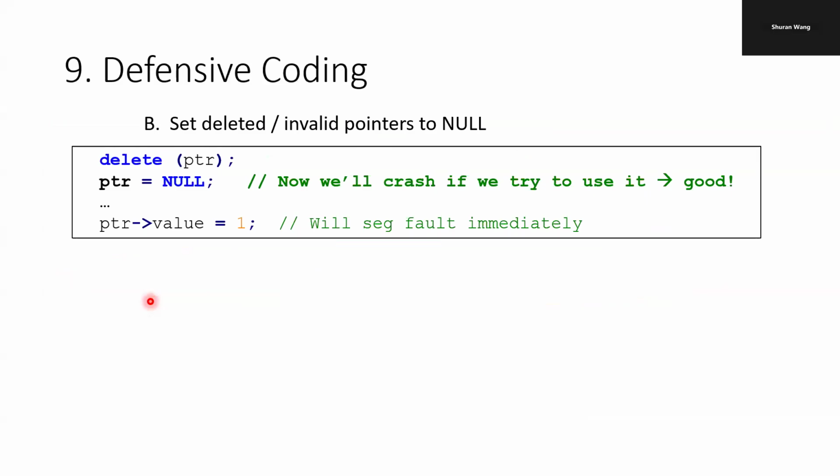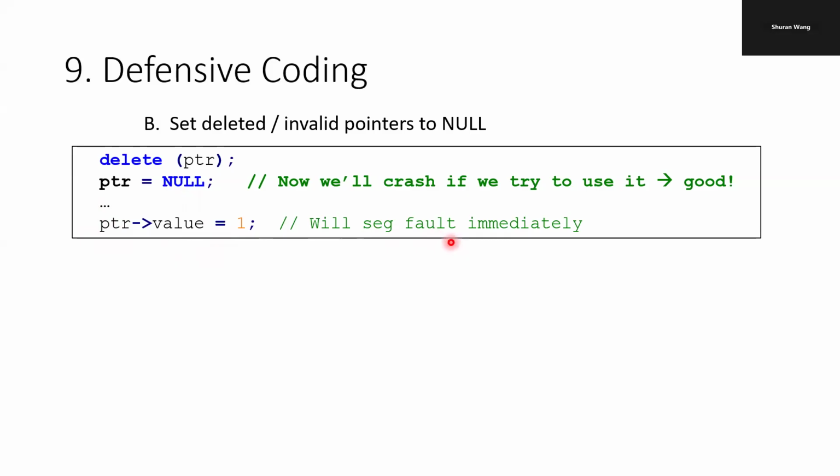Second aspect, set the deleted invalid pointers back to null immediately, in case ptr is going to be used later. If ptr is going to be deleted right after the deletion, you don't have to do anything. But if it's not, set ptr to null. And this will ensure whenever you try to access ptr again later, it will segfault immediately.